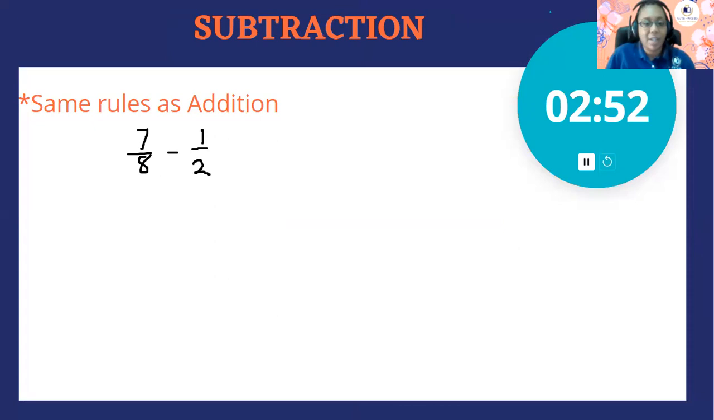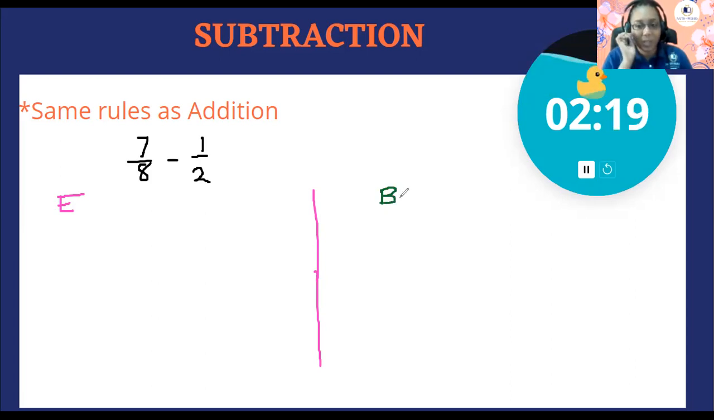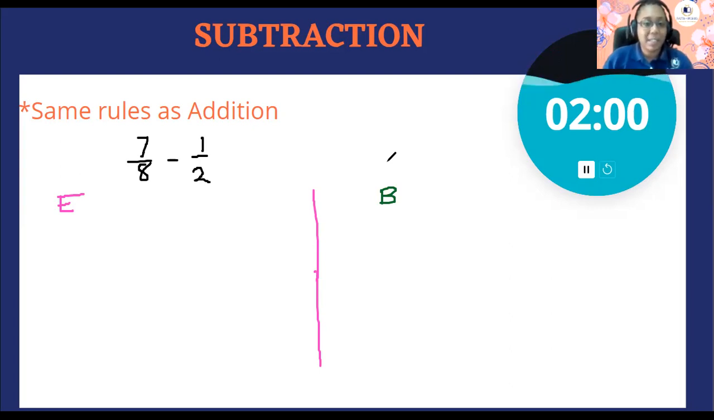You're going to try this one for me. We're going to do the same two methods. Whichever method is easier for you, do that method. That's perfectly fine. One side is the butterfly, one side we will do the equivalent. It's the same rules as addition, but you're simply subtracting instead of adding now. Make sure you remember that you're subtracting and not adding, so you don't make that mistake and mix them up.